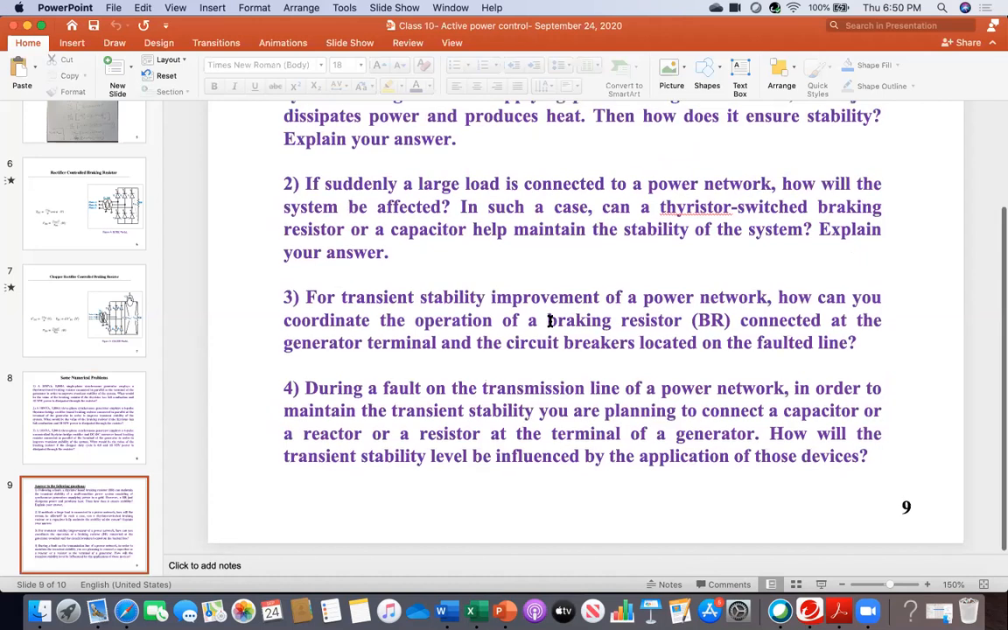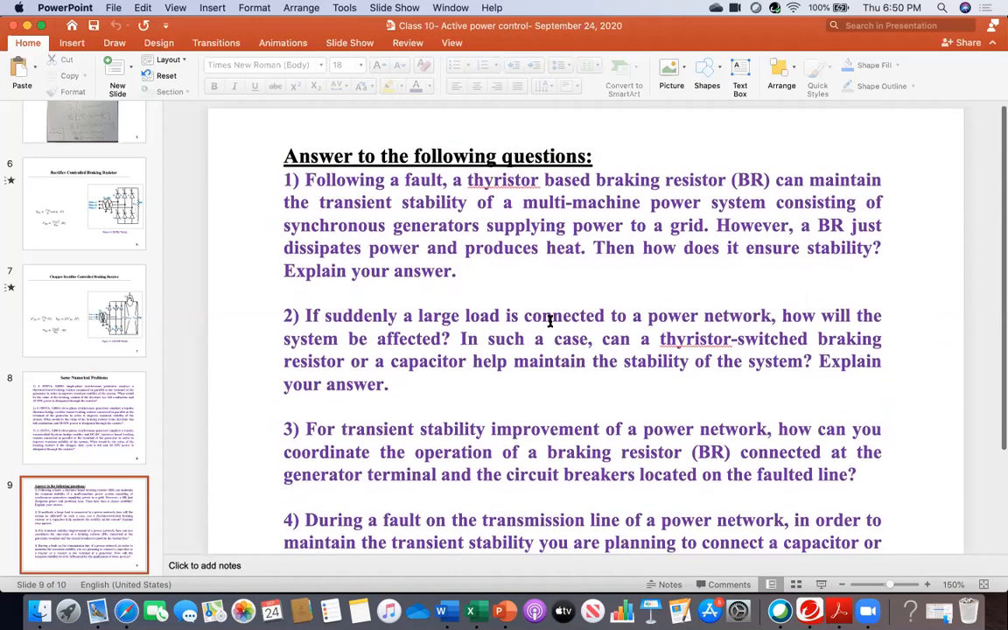Now I had a couple of questions. Maybe we can talk about one or two and then we can close for today. Everybody see, there are some questions. Following a fault, a thyristor-based braking resistor can maintain the transient stability of a multi-machine power system consisting of synchronous generators supplying power to a grid. That we learned and we solved problems. However, a braking resistor just dissipates power and produces heat, right? Then how does it ensure stability?